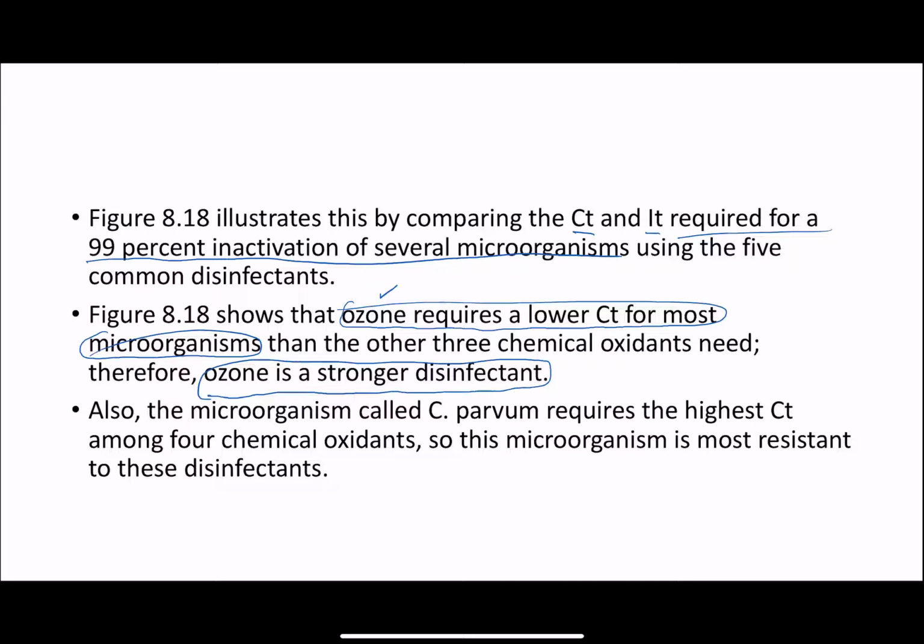Also, we could look at C. parvum, the microorganism. C. parvum requires the highest CT among all the chemical oxidants, which means that this microorganism is most resistant to these disinfectants. Let's look at C. parvum.